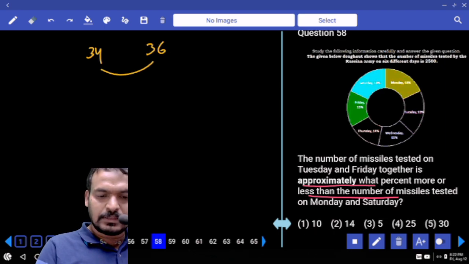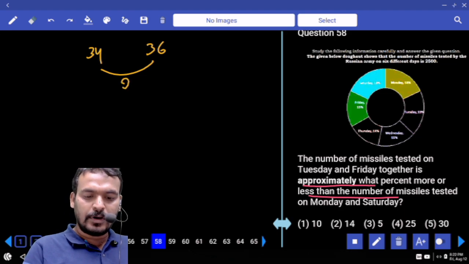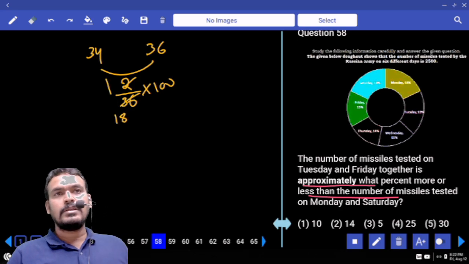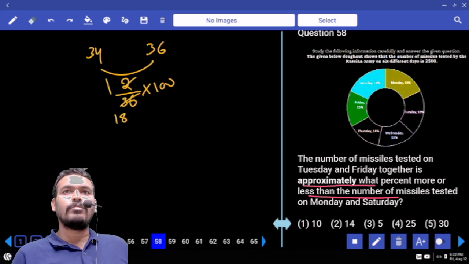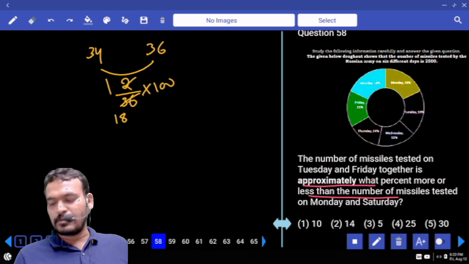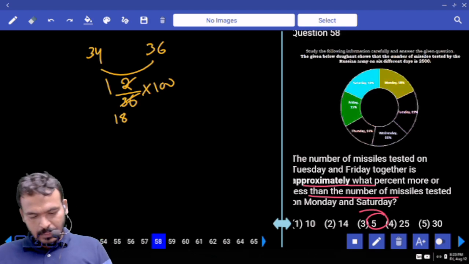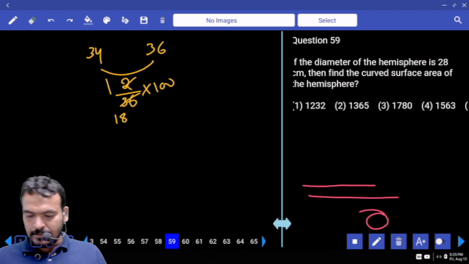How much value is less? 2 less. 2 upon which one? 36 into 100. It is 1 by 18, or not? Means 100 by 18, or not? Almost how many times? 5 times or 6 times? 5 times. What is the nearest value? 5. Next, 59.